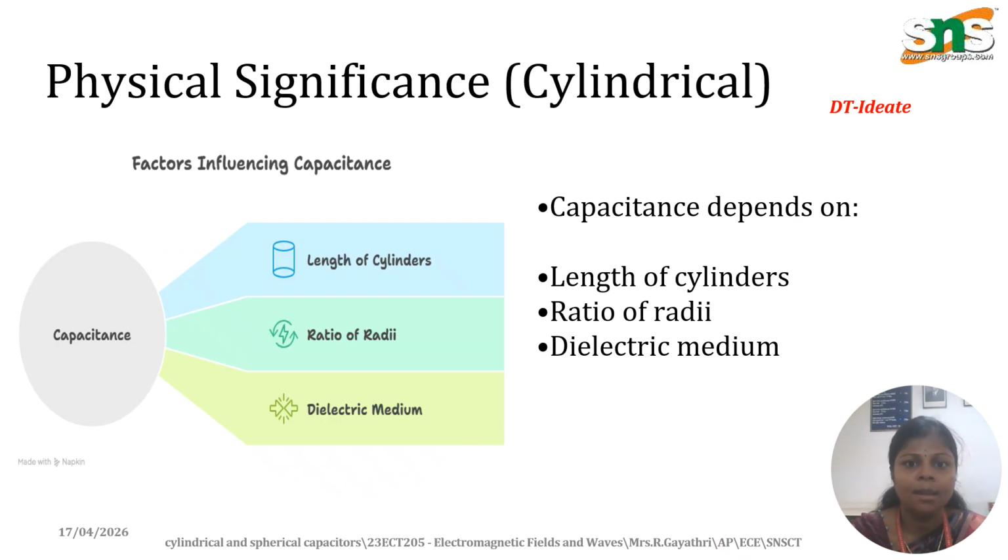Coming to the design part of the cylindrical and spherical capacitance: for the cylindrical capacitance, we have to choose the inner radius and outer radius of the coaxial cylinder, and the length of the cylinder should be properly designed. These inner and outer cylindrical layers are separated by the dielectric medium, which is chosen perfectly. Depending on these three parameters, the electric field will be generated.